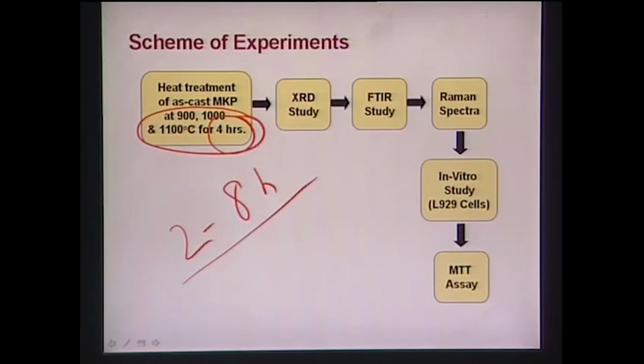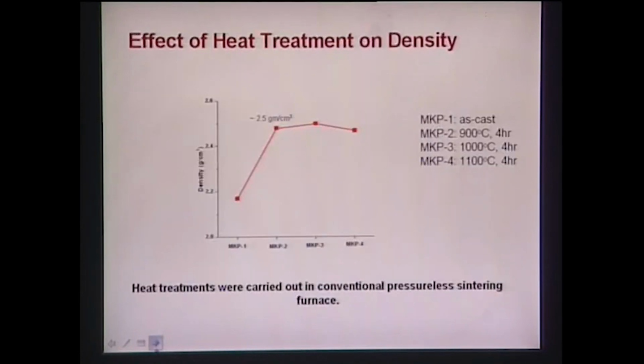Raman spectroscopy results were used to provide complementary information to the XRD results, so that you can confidently say the presence of certain phases. Cytocompatibility was studied using L929 cell lines, and an MTT assay was also carried out to quantify the cell viability of these materials. Now, as I said, these materials were heat treated at 3 different temperatures for 4 hours.